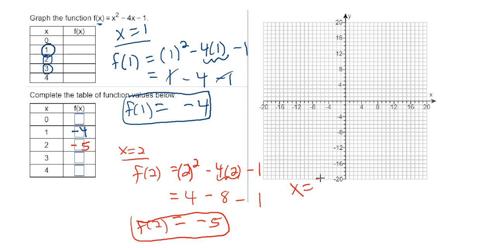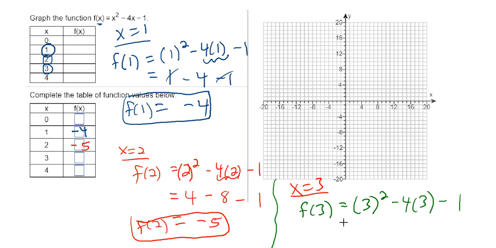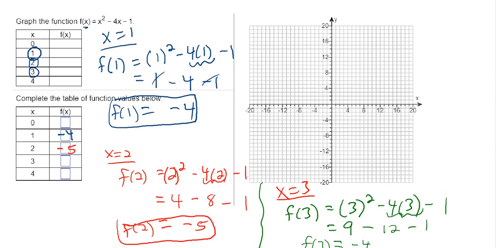And then let's do x equals 3. Let me pick a different color so it kind of stands apart. All right, so we'll plug in 3 for x, so we get f of 3 is equal to, let's use parentheses here, 3 squared minus 4 times 3 minus 1. Simplify, we'll get 3 squared, which is 9. 4 times 3 is 12, minus 1. And so we'll get negative 3 minus 1, which will be negative 4. So f of 3 is equal to negative 4.